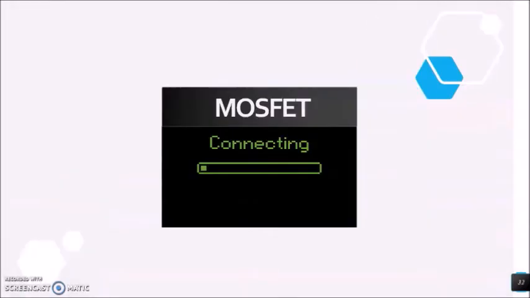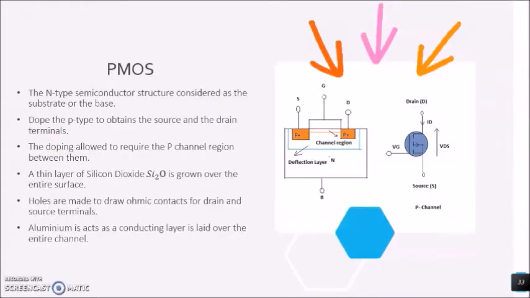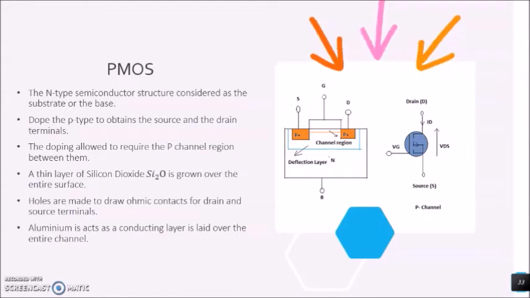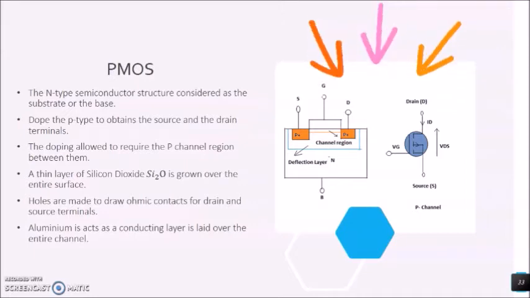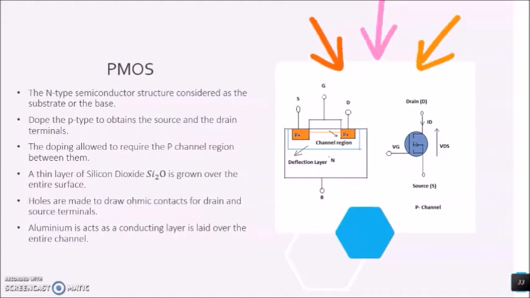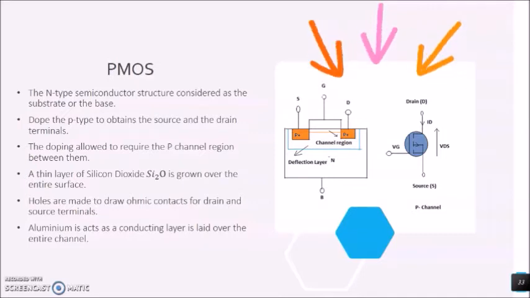Next is the construction of the MOSFET. For PMOS, the N-type semiconductor structure is considered as the substrate or the base. Dope the P-type to obtain the source and drain terminals. The doping allows the P-channel region between them. A thin layer of silicon dioxide is grown over the entire surface. Holes are made to draw ohmic contacts for the drain and source terminals. Aluminium acts as a conducting layer and is laid over the entire channel.